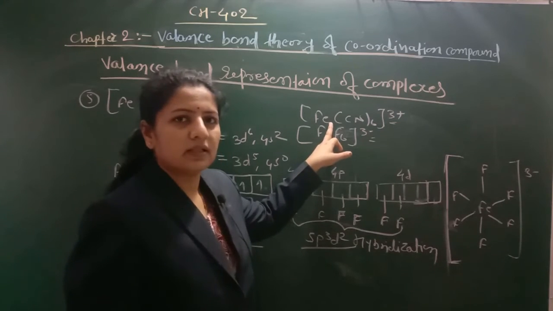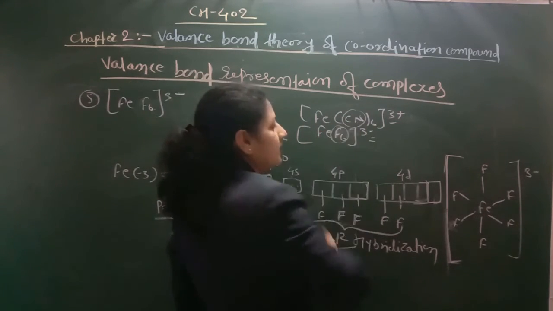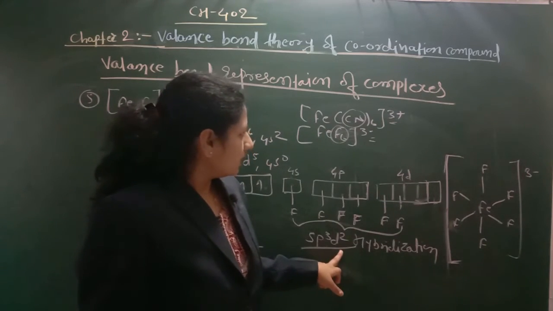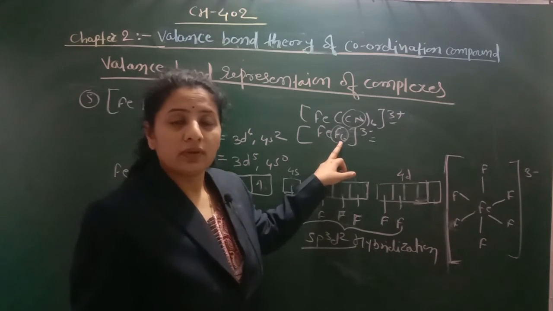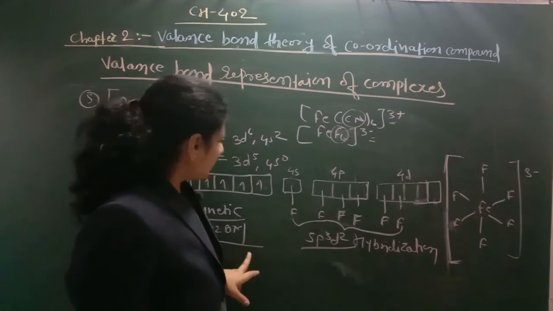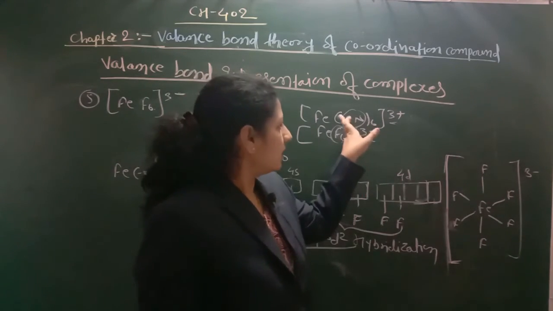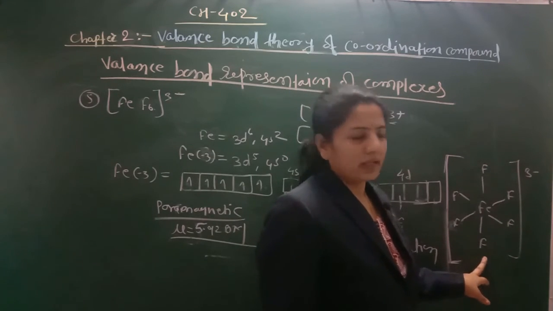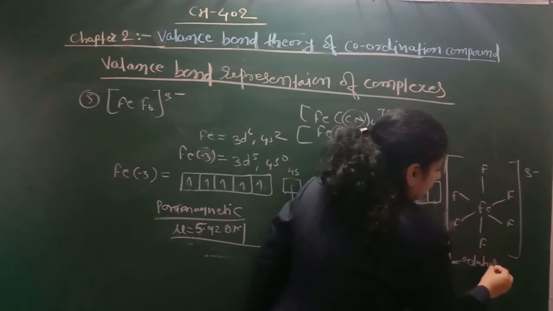Here is the difference between these two complexes: cyanide is a strong field ligand, whereas fluoride is a weak field ligand. So with fluorine the complex shows paramagnetism, whereas with cyanide, due to the strong field ligand, the electrons get paired. So it is the diamagnetic one, and this is an octahedral geometry.